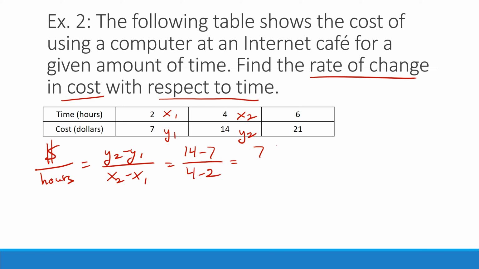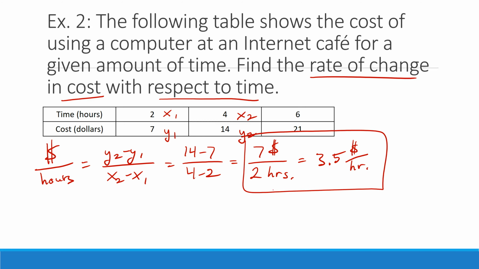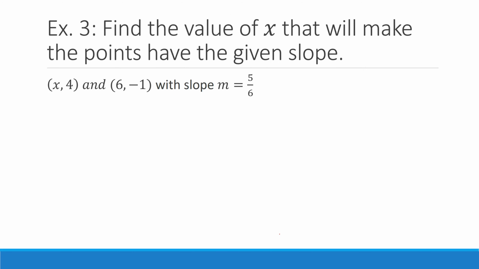That's going to be $7 every 2 hours. Units are important here. Or if we wanted, I could say $3.5 per hour. Either one of these would be acceptable. This shows you that every 2 hours you're paying $7 extra. This tells you it's more like every 1 hour you're paying $3.5 extra. Nice, rate of change. The only tricky part was figuring out that cost had to be the y's, hours had to be the x's. One last example, then we're done.